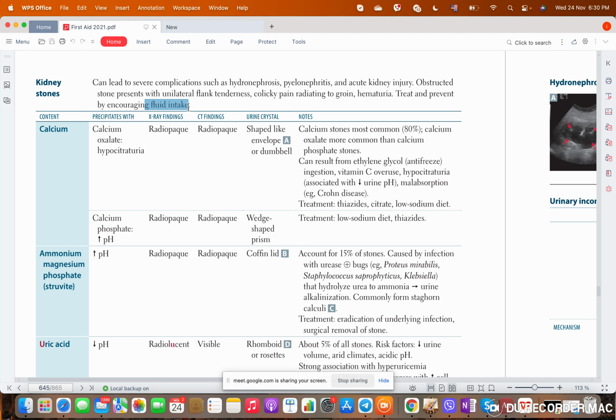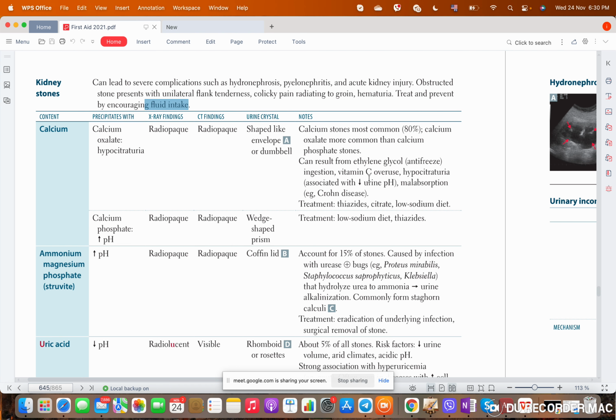Should you do this sound treatment in which you hit with ultrasound waves? Should you give thiazide to induce diuresis? Or should you treat him with blah, blah, blah? All of these answers are wrong. The correct answer is hydration. If you overhydrate the patient, the stone will get out.